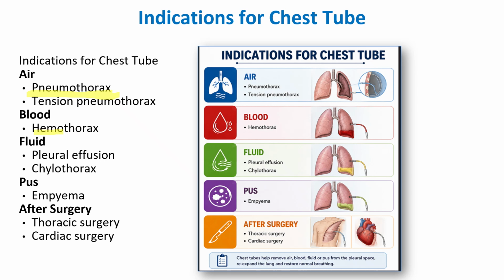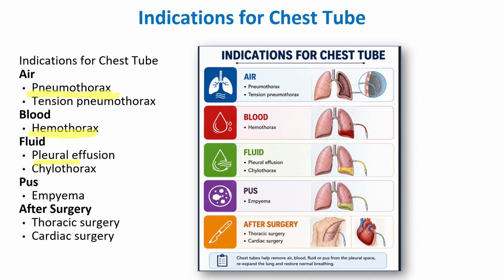Second is hemothorax. The name itself suggests that hemo is nothing but blood, so excessive blood collection in the pleural cavity. After any major surgery, any cardiothoracic surgery or any surgery in the thoracic cavity, the chances of blood collection in the pleural cavity are there. In such a situation, we have to put the patient on ICD in order to drain the excessive blood from the pleural space. Clear?